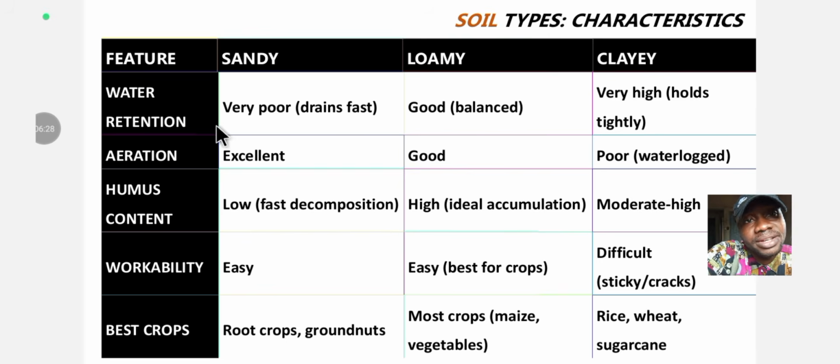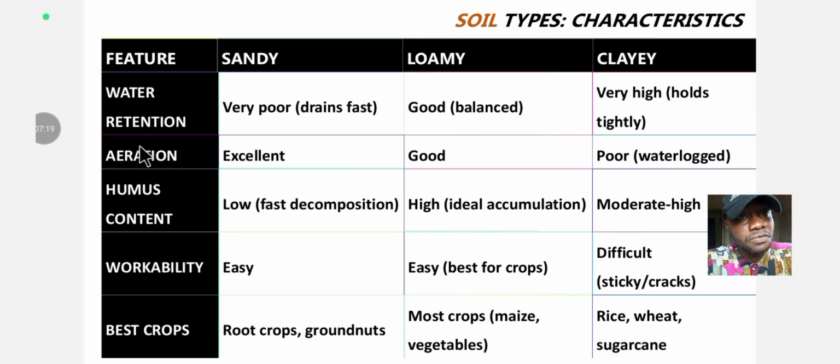Still under soil characteristics, the water retention feature. Sandy soil has a very poor water retention feature. It drains fast because it's highly porous. Loamy soil has a good and balanced water retention capability. That is why it is used in planting, in cultivation and agriculture. While clayey soil has a very high water retention capability because it has low porosity. It holds water tightly for a longer period of time.